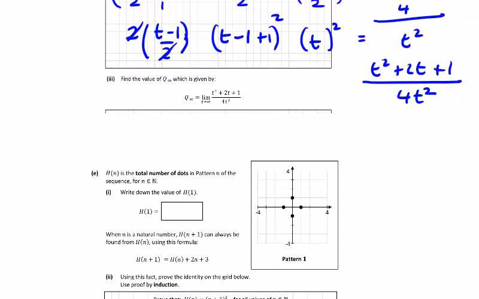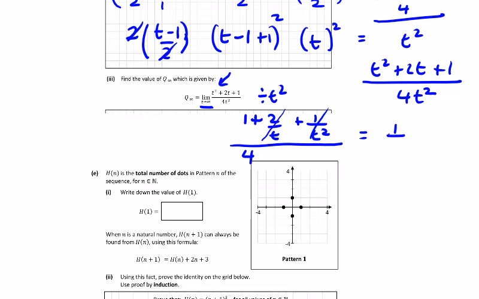A limit question, probably best to just divide by the highest power. If you divide by t squared, just write down divide by t squared, we're going to get 1 plus 2t over t squared, which is 2 over t, which will tend to 0 as t tends to infinity, plus 1 over t squared, which would also tend to 0, all over 4t squared divided by t squared, which will be 4. So these guys tend to 0. So the limit of this expression is 1 over 4.